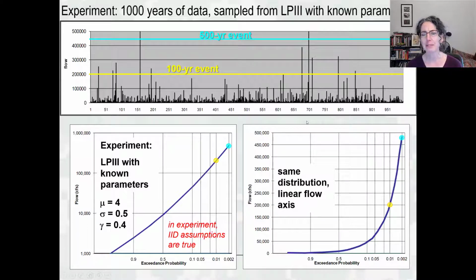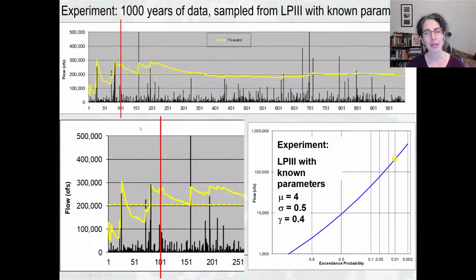So now we're going to estimate the entire probability distribution, and then we'll pull from it the 1% flow across the 1,000 years. Every year I'm adding that flow to the sample, re-estimating the probability distribution and pulling off the 1% flow. Every year as I walk across the record, I'm adding in one more value, re-estimating the distribution and plotting the 1% value, moving across.